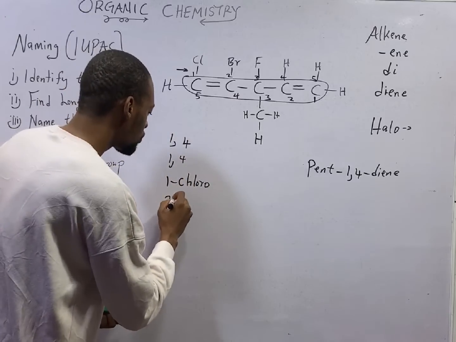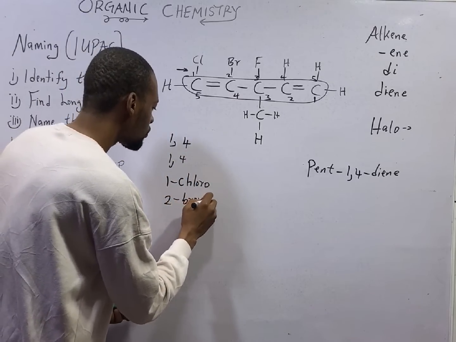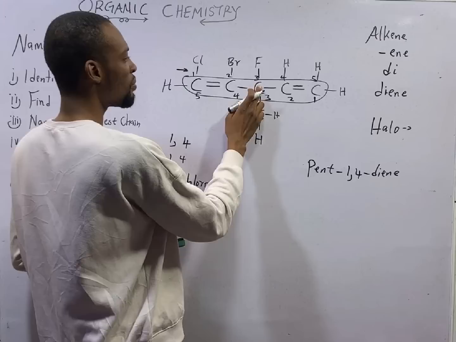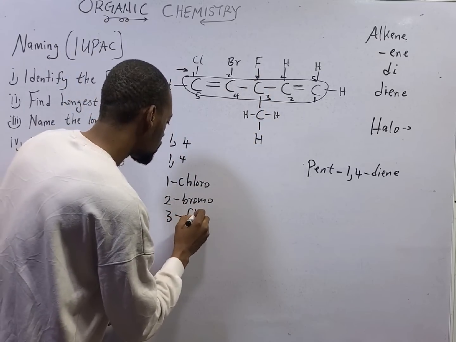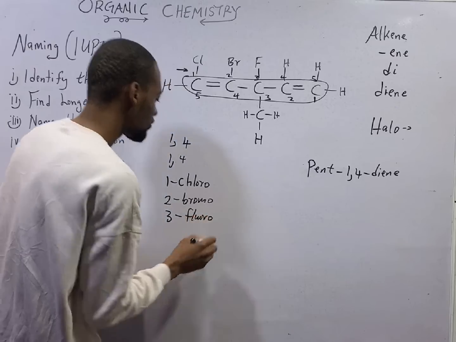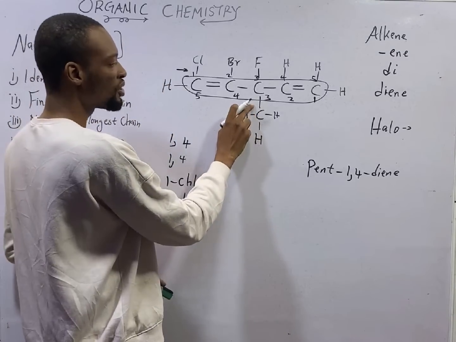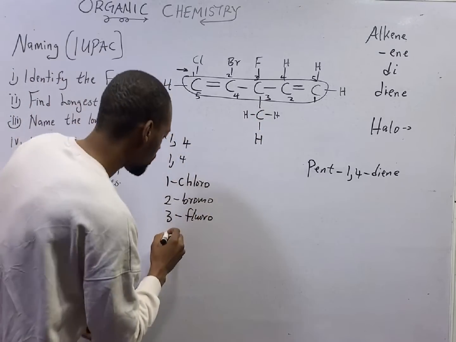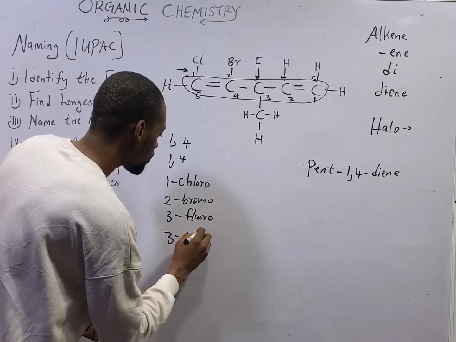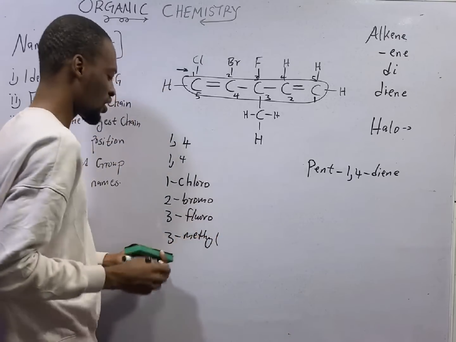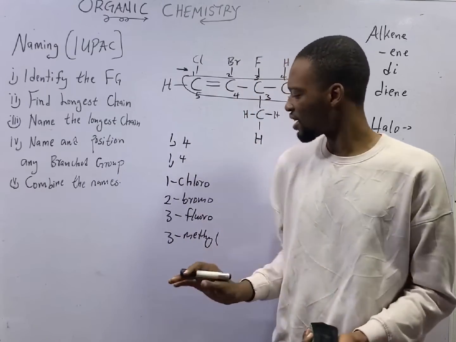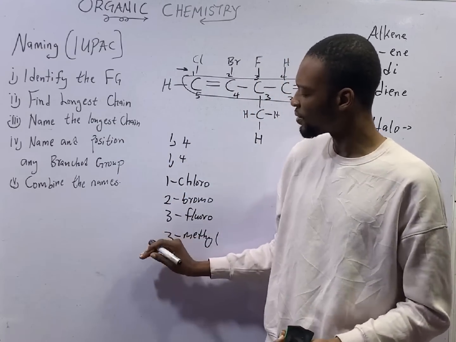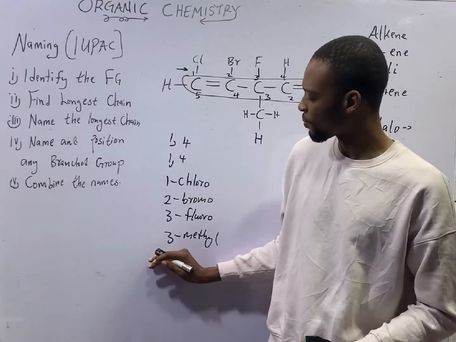There is bromine on carbon 2. So 2 bromo. Carbon 3, there is fluorine. 3 fluoro. Still on carbon 3, there is methyl. So 3 methyl. We have identified the attachments and their various positions, the carbon that they are present in.